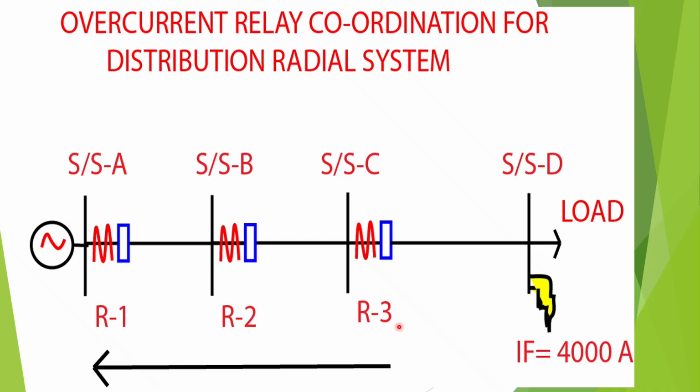In this case, we have to consider the fault at substation D bus. Let us consider that the fault current at substation D bus is 4000 ampere. This fault current will be sensed by all three relays. We have to coordinate it starting from the substation C end relay, that is R3, then from R3 to R2, then R1. How this relay coordination is done, I will discuss in this video.